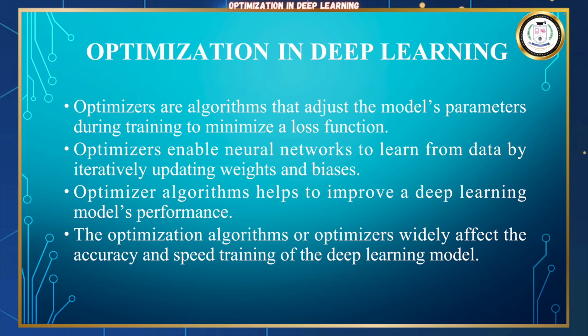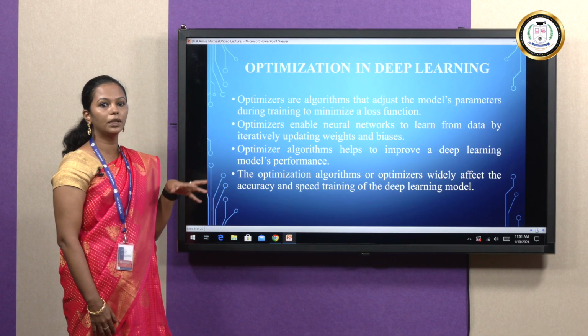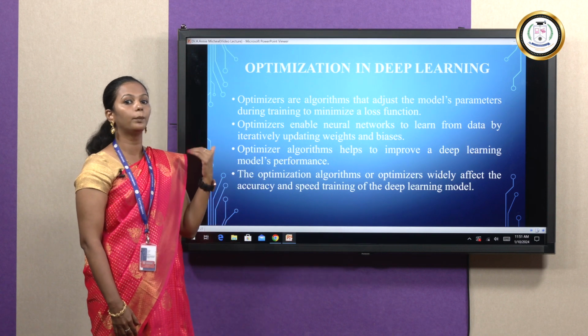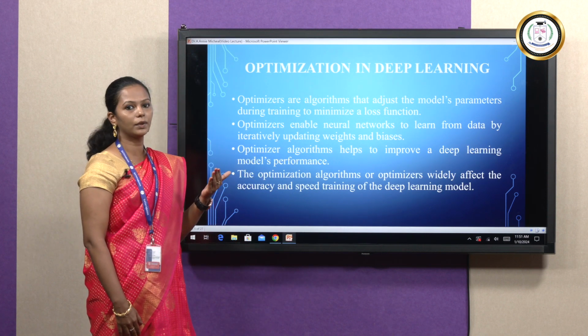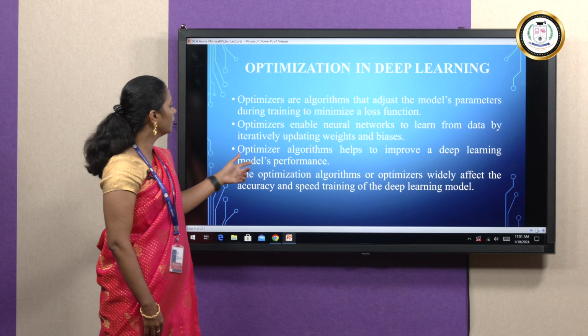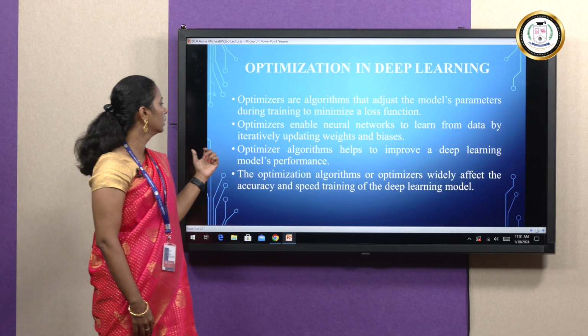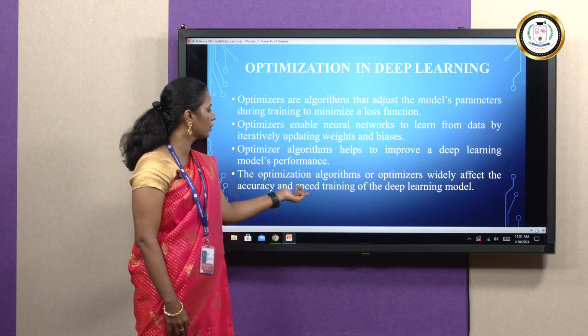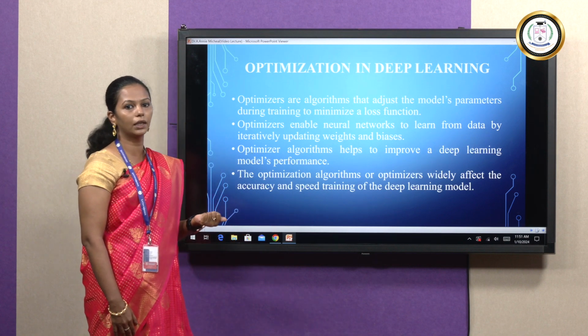Now let's see what is optimization in deep learning. Optimizers are algorithms that adjust the model parameters during training to minimize the loss function. This loss function is the error, so until you reach a minimum error, your model parameters will be adjusted. It enables the neural network to learn from data by iteratively updating your weights and biases. Optimizer algorithms help to improve your deep learning model's performance, and affect the accuracy as well as the training speed of your deep learning model.